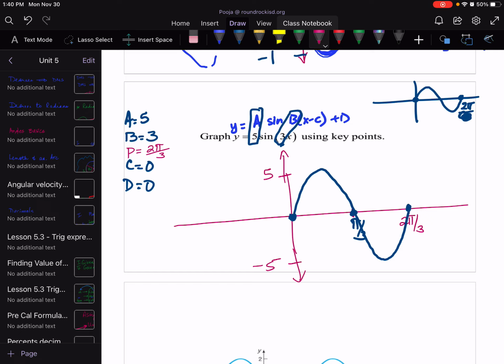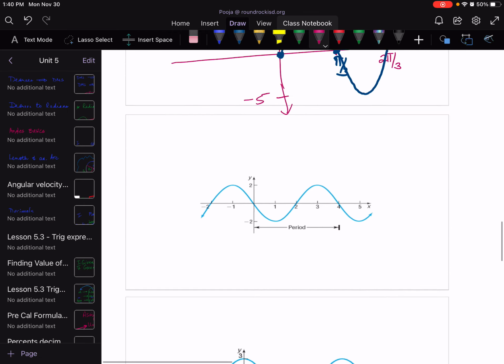In other words, you know how the parent one completes one cycle at 2 pi? This one's 3 times faster, so within that 2 pi, it's actually going to complete 3 cycles. 1, 2, 3. Fast wave. Higher frequency, shorter wavelength, if you've taken physics.